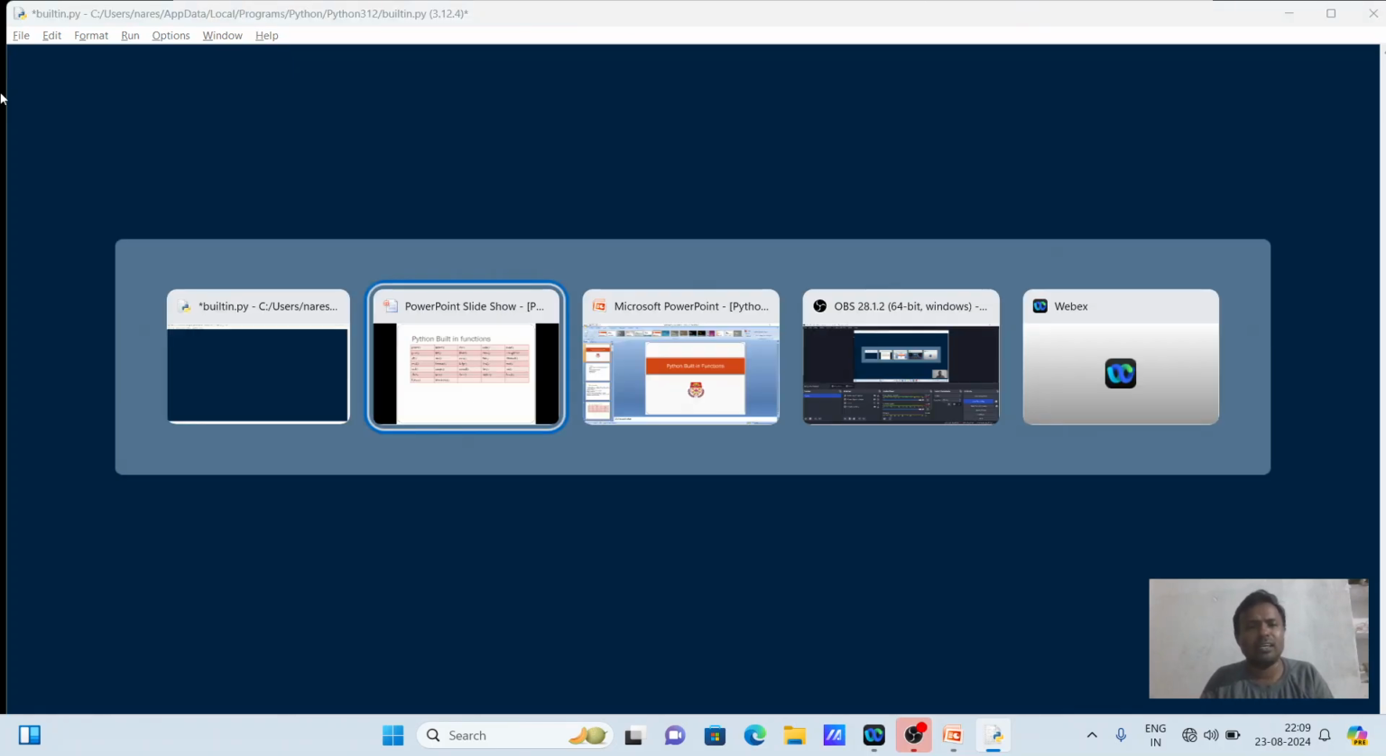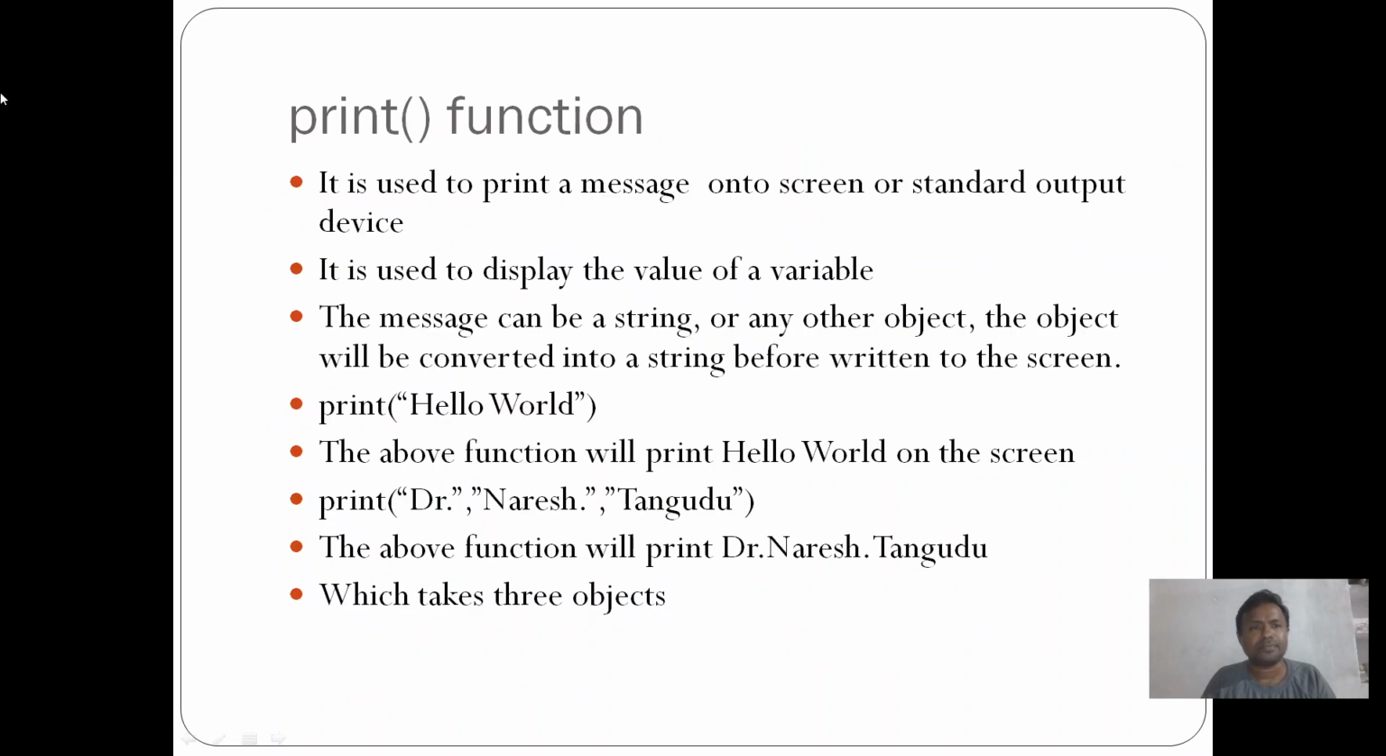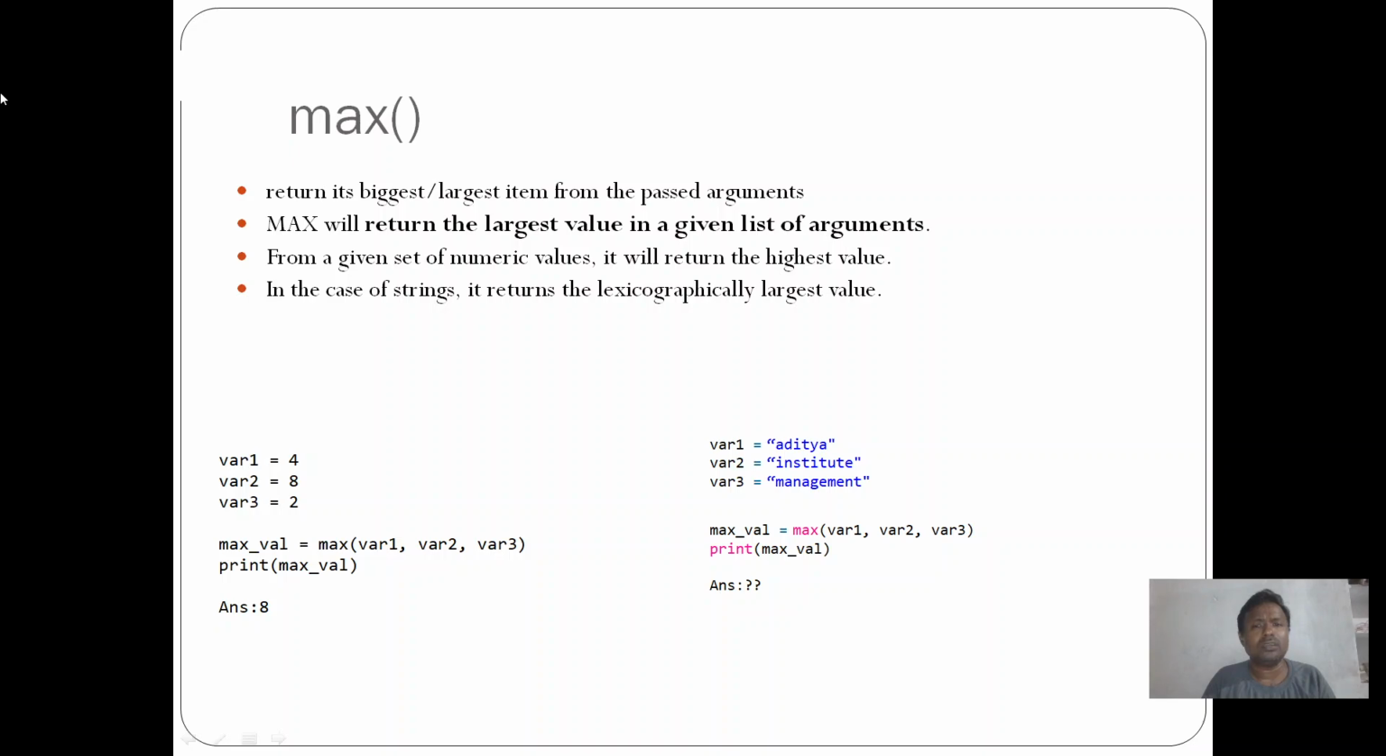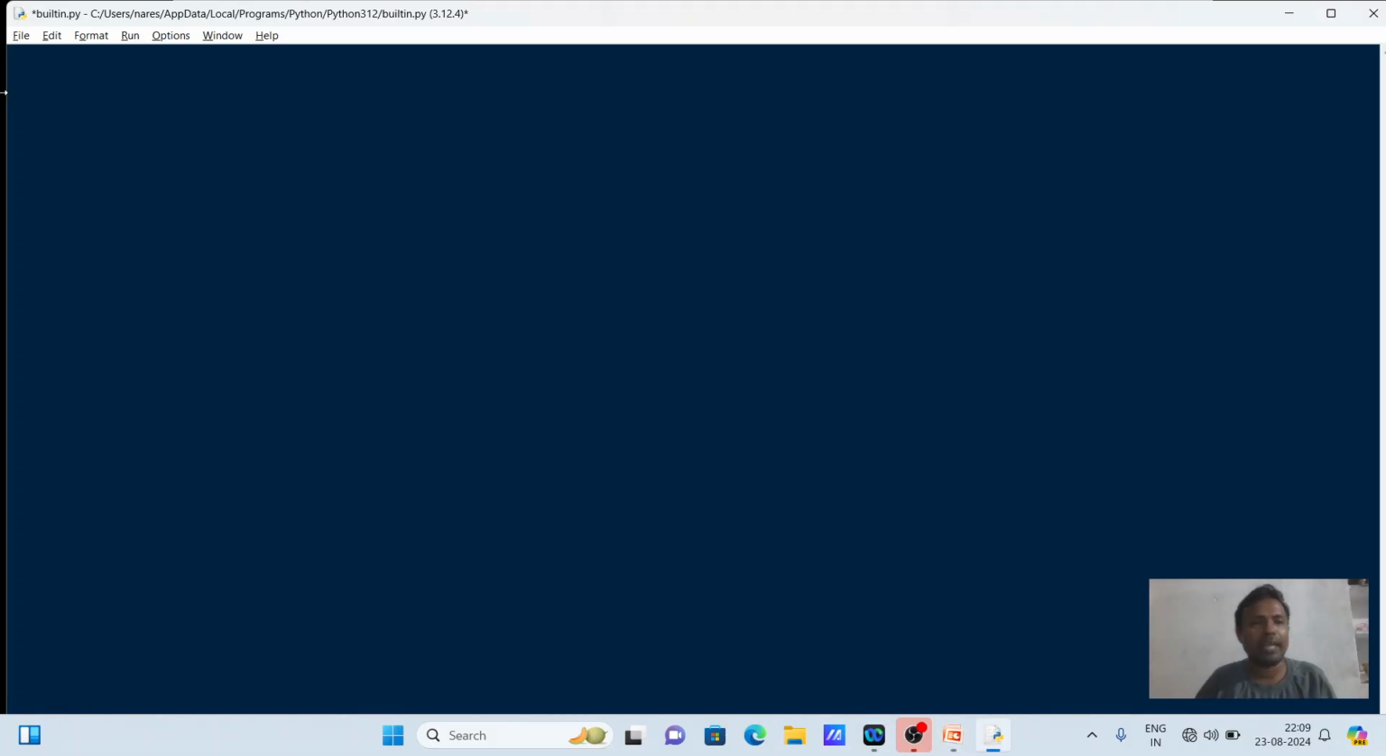Now let us see the next function. The next function we are going to see is the maximum function. This maximum function you can try for integers, or you can try for characters or strings also, which will give the largest value in the given list of values. Similarly, in case of strings, it works based on the ASCII value. Whatever string is lexicographically largest, that will be returned. Now we will see this maximum function practically.